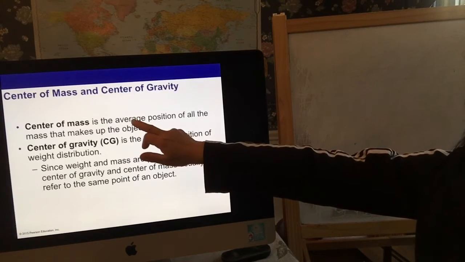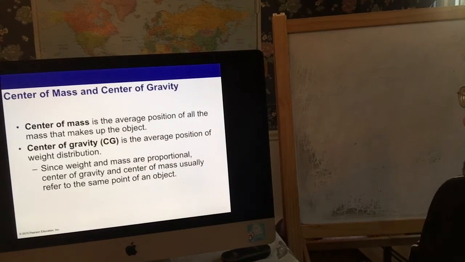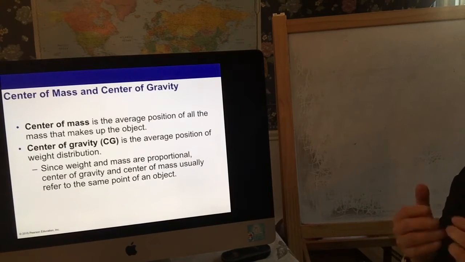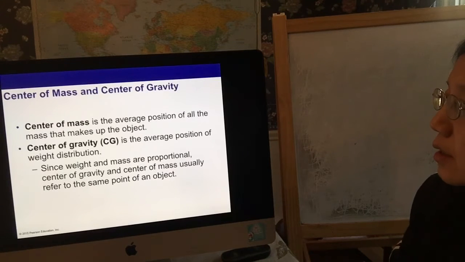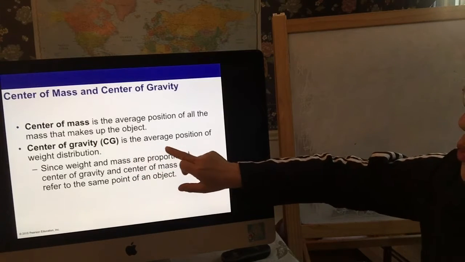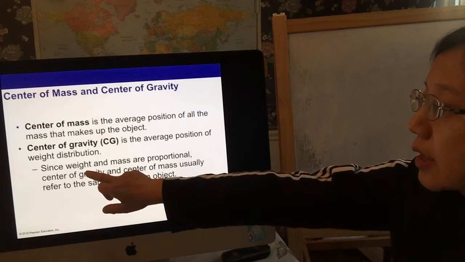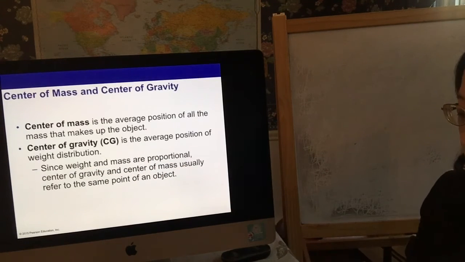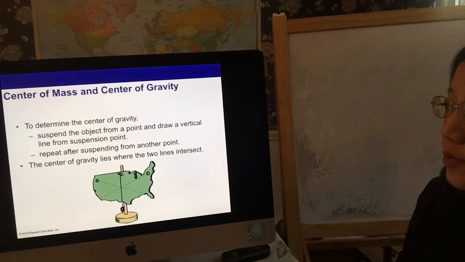So the center of mass is the average position of all the mass that makes up the object. Or you can imagine that you squeeze all the mass of the object into one point, and that point will be the center of mass for that object. And center of gravity is the average position of weight distribution. In most cases in our class, weight and mass are proportional to each other, so we can use them interchangeably. How do we decide the center of gravity?